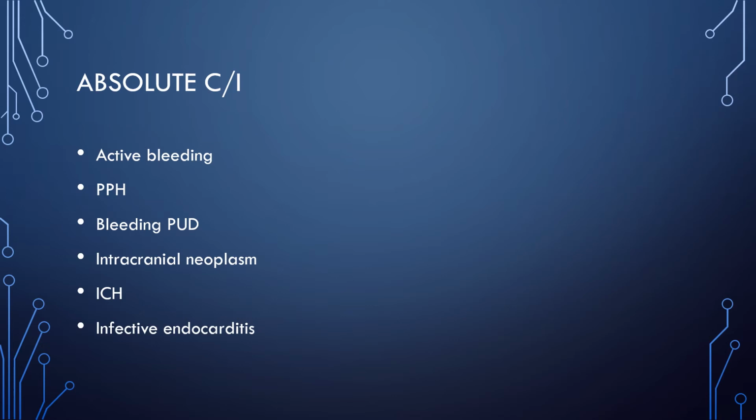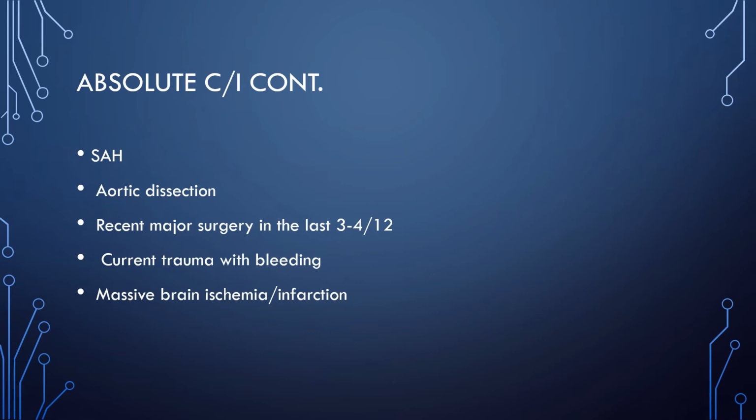Absolute contraindications: active bleeding, postpartum hemorrhage, bleeding peptic ulcer disease, intracranial neoplasm, intracranial hemorrhage, infective endocarditis not treated. Still under absolute contraindications is subarachnoid hemorrhage, aortic dissection, recent major surgery in the last 3 to 4 months, current trauma with active bleeding, massive brain ischemia or massive brain infarction.